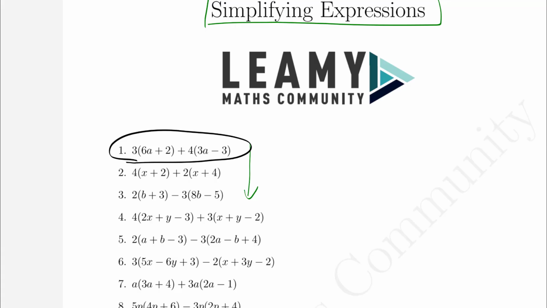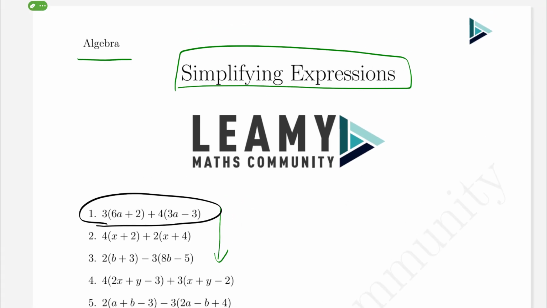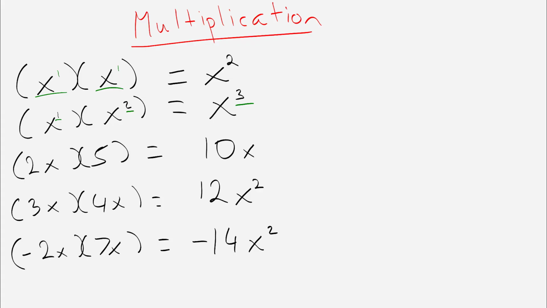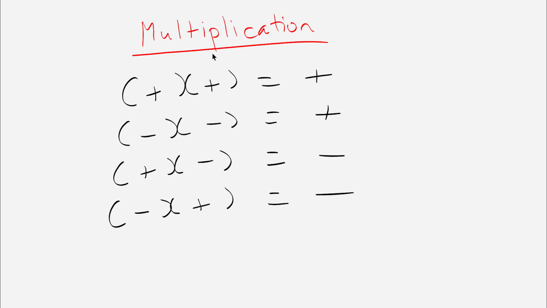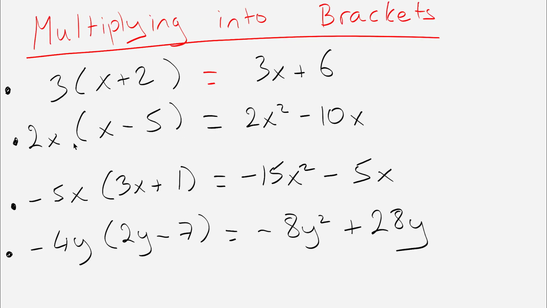So that's our introduction to simplification of expressions in algebra. The main thing for you guys to remember is we started off with our basic rules for multiplication. When we see brackets, it generally means multiplication. And when we're doing multiplication, we have to remember our rules for our signs. Plus by plus being a plus, minus by minus being a plus, and so on. We also looked at how to multiply into brackets. When you multiply into brackets, you multiply whatever's outside the bracket by every term in the bracket.